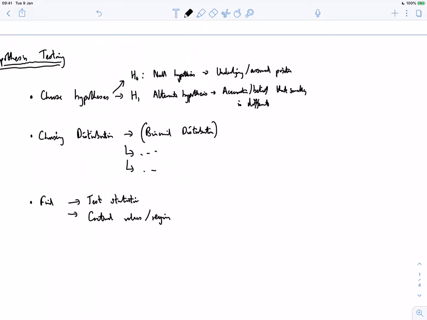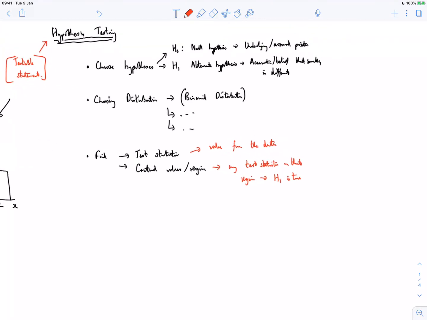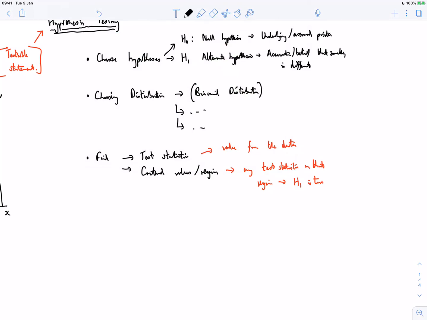The test statistic is essentially the value from the data. We'll talk about that in a second. And the critical region is where any test statistic in that region will mean that H1 is true. So let's suppose, well, we need to back up a little bit.